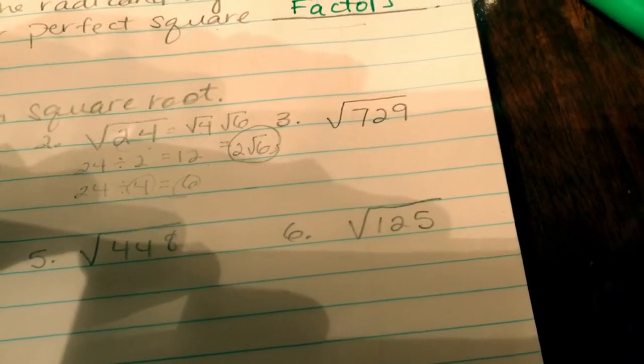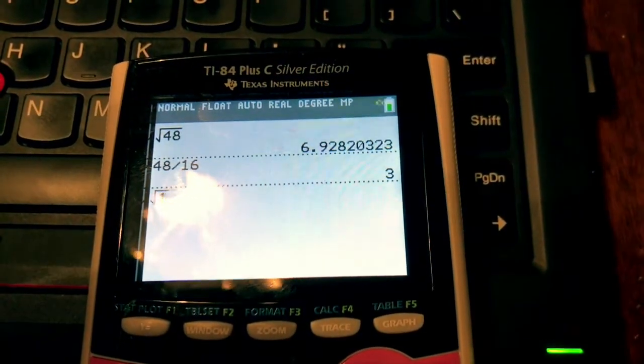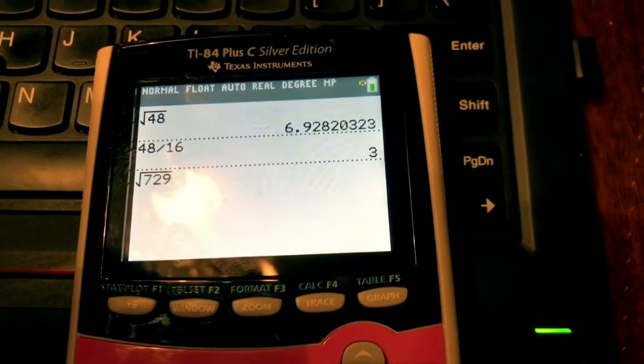Next is 729. So we can type 729 into the calculator. Double check, is 729 a perfect square? And it is. So we're actually just gonna write equals 27.